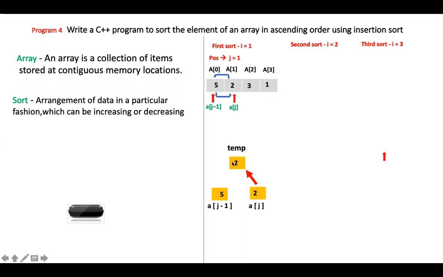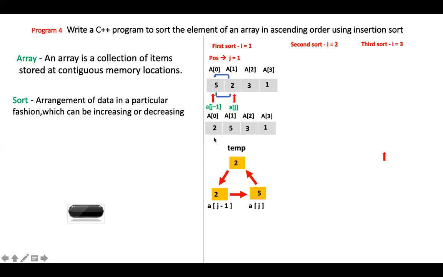Now before shifting 2 from the temporary variable to a of j minus 1, you have to empty this 5. So I'll shift this 5 to my a of j. Okay, see, 2 got erased and 5 got inserted. Now you can shift your 2 from the temporary variable to a of j minus 1. See, 5 got erased and 2 got inserted. Now we have done our exchange successfully.